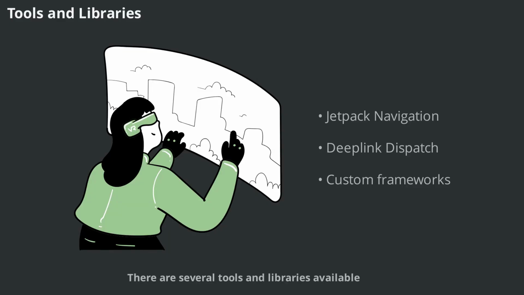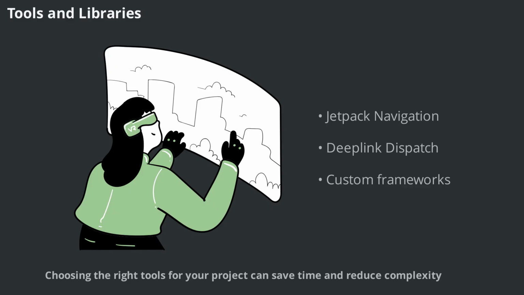There are several tools and libraries available to help you implement advanced deep linking. Popular options include Jetpack Navigation, Deep Link Dispatch, and custom routing frameworks. Choosing the right tools for your project can save time and reduce complexity. Evaluate each option based on your app's specific needs and constraints.